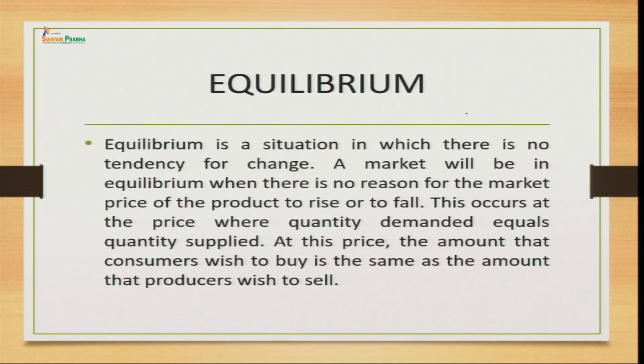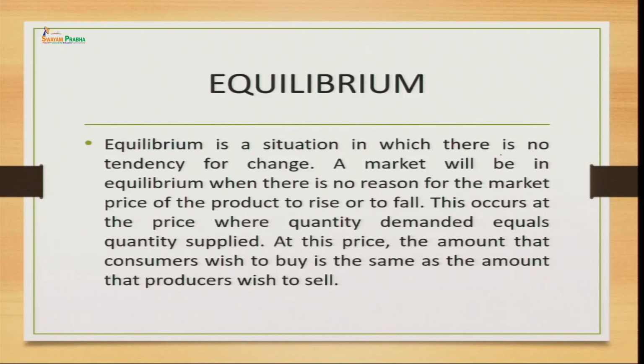Now, moving ahead, first we will talk about equilibrium, right. Equilibrium is a state of balance. Here we need to understand when the market will be in equilibrium. For that, demand and supply play a very important role, and the point where demand is equal to supply would be considered an equilibrium point. So, equilibrium is a situation in which there is no tendency for change, things are at an equal pace.